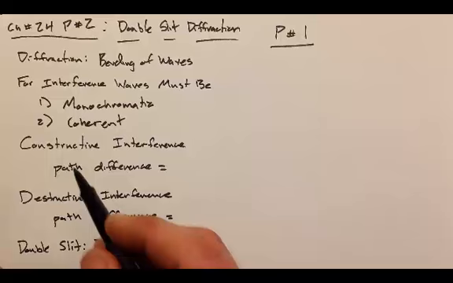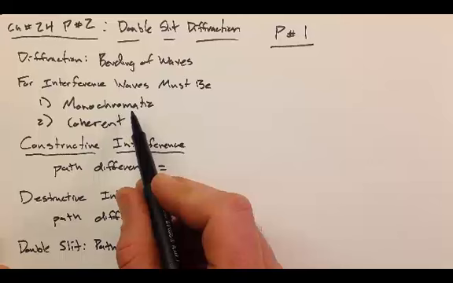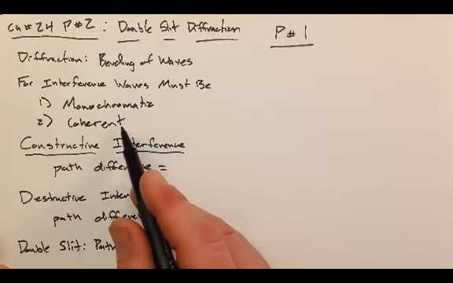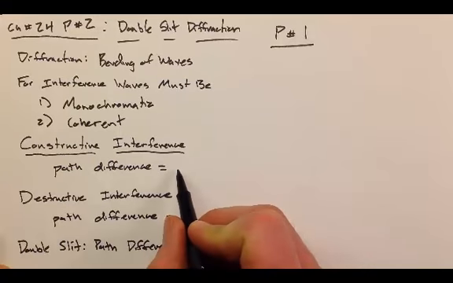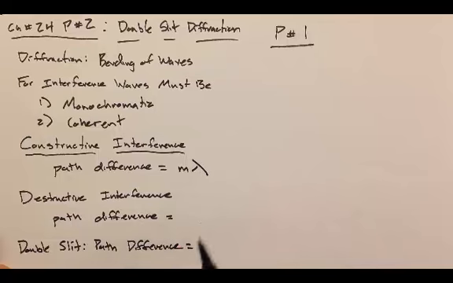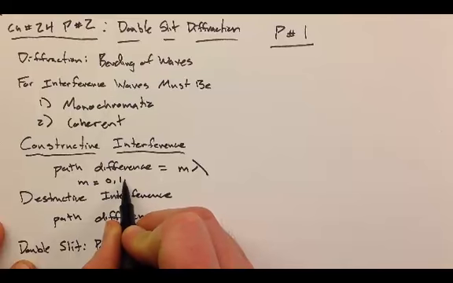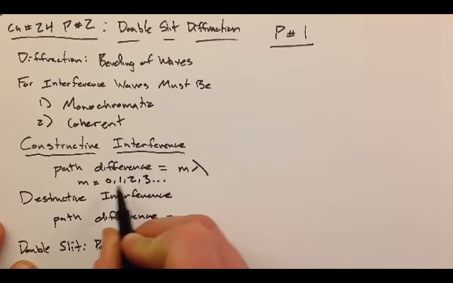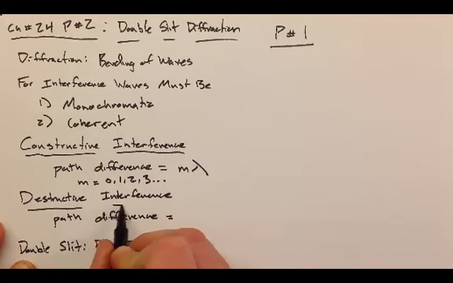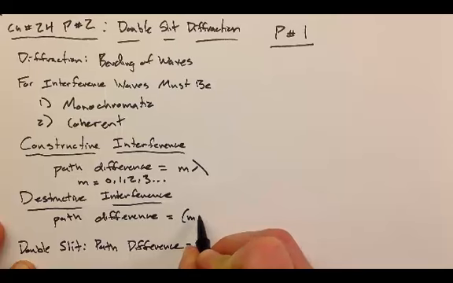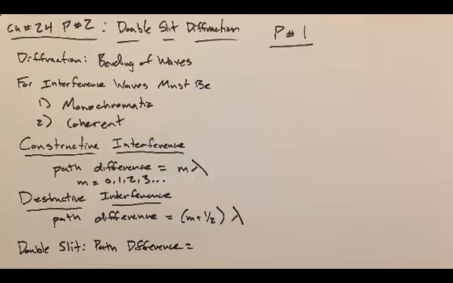Okay, so when do waves constructively interfere, if the waves themselves are monochromatic and coherent? They will exhibit constructive interference when the path difference between the two waves is equal to an integer number of wavelengths. So here m is an integer: 0, 1, 2, 3. Waves will exhibit destructive interference when their path difference is a half integer number of wavelengths.